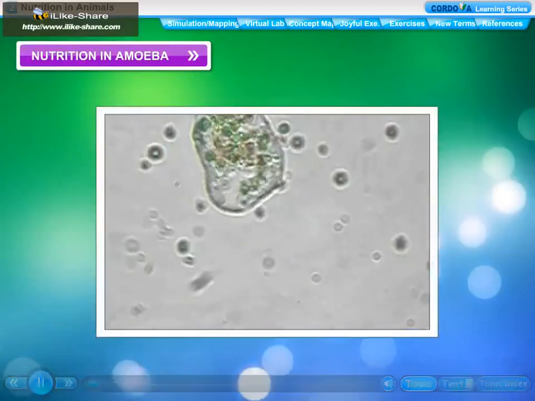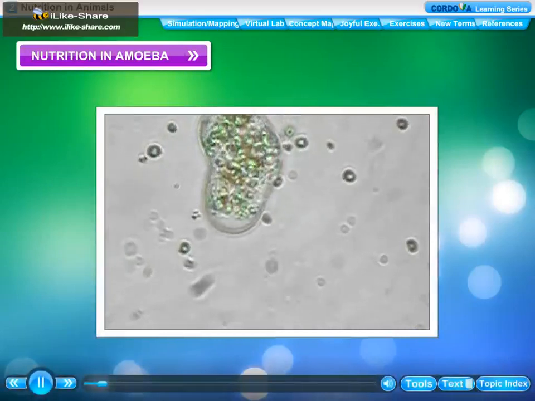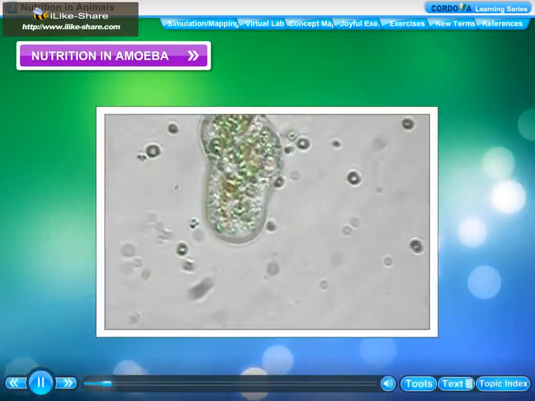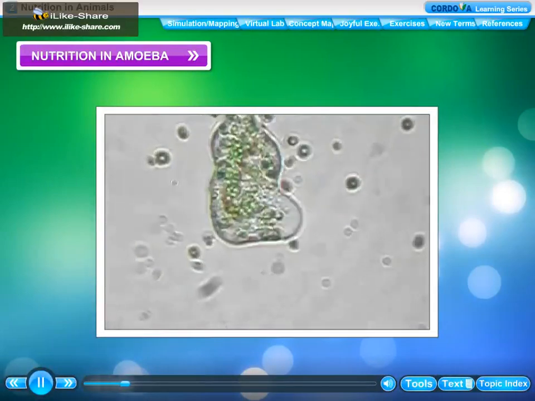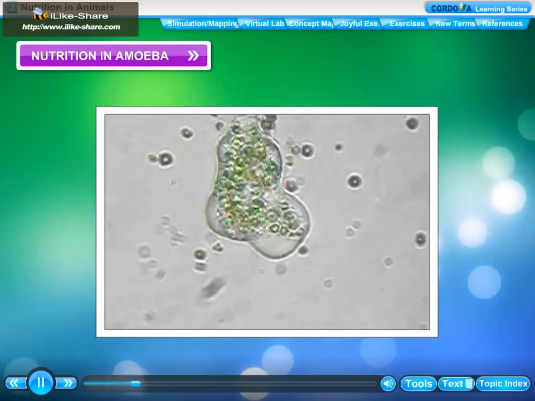Nutrition in amoeba. Amoeba is a microscopic single-celled organism. It is found in ponds, pools and ditches. It has a cell membrane, a rounded, dense nucleus and many bubble-like vacuoles in its cytoplasm. It does not have a fixed shape.